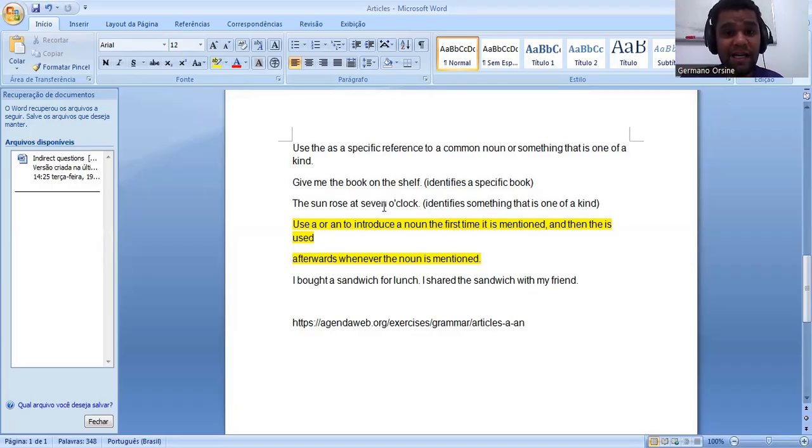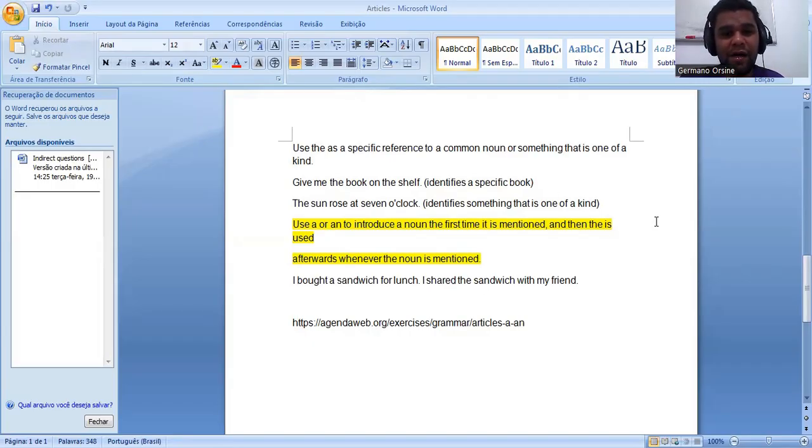The sun rose at 7 o'clock. Why are we using the definite article here? Because there is only one sun. It's one of a kind. And we use the as a specific reference to a common noun or something that is one of a kind. The sun is a good example of something that is one of a kind.